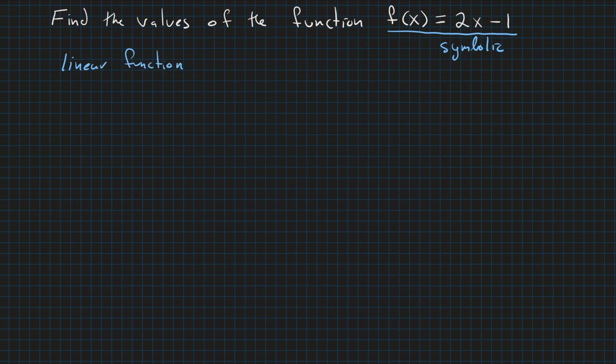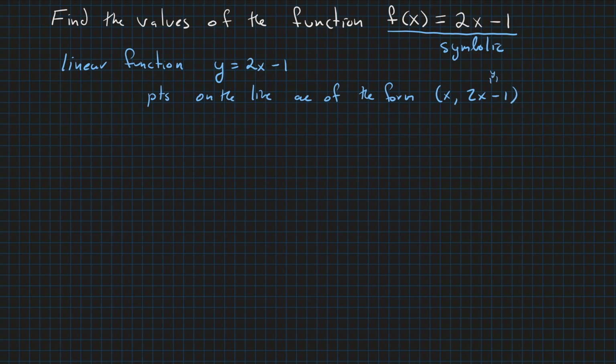Because if we consider the line y is equal to 2x minus 1, points on the line are of the form x comma 2x minus 1. If we assign here our y value, well, this is just x comma f of x. So what this is telling you is that the function f of x is equal to 2x minus 1 represents a linear function. When you input an x value, it outputs a y value on the line y is equal to 2x minus 1. So that gives you sort of an intuition with what we're doing here.